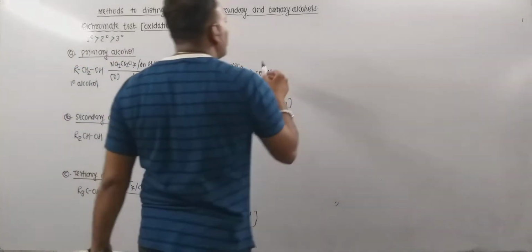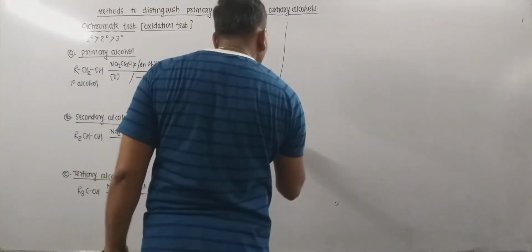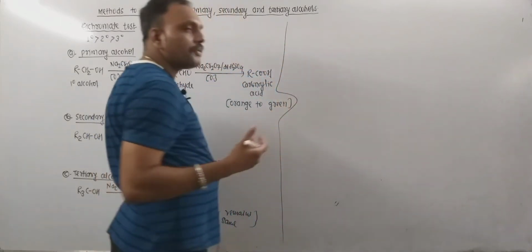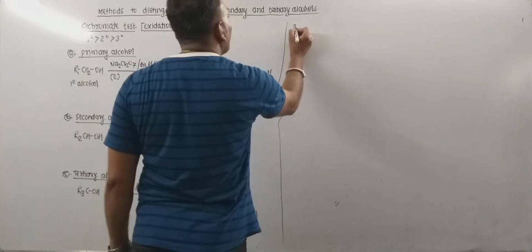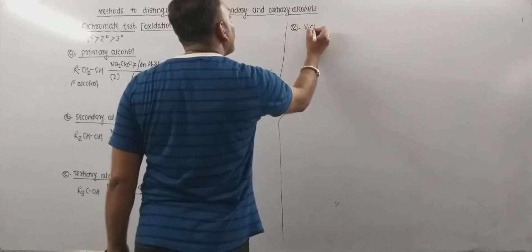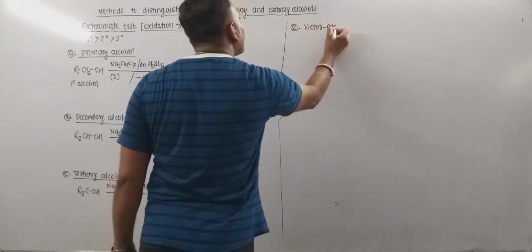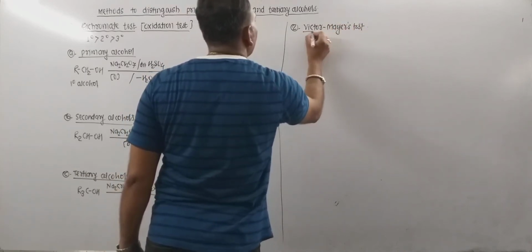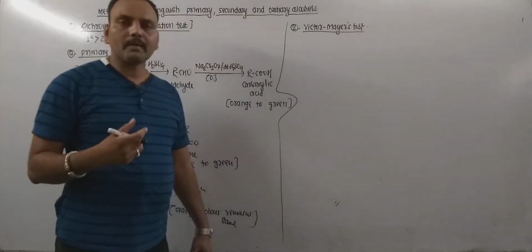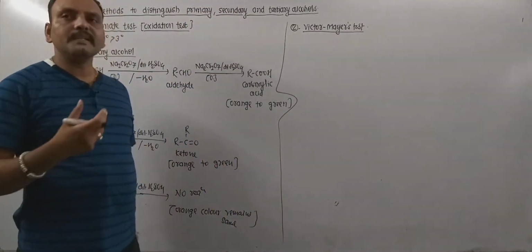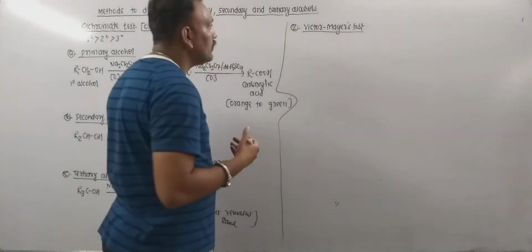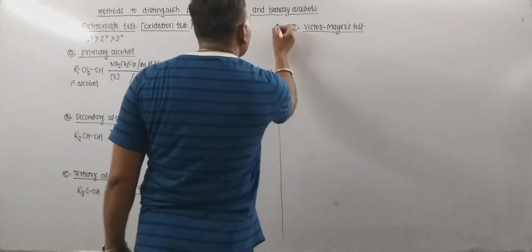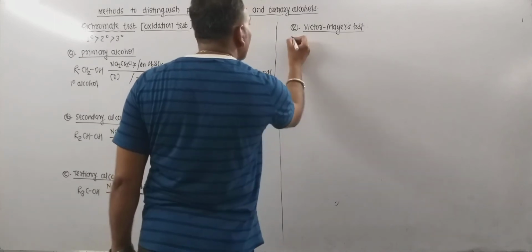Now the second and very important test to distinguish primary, secondary and tertiary alcohol is the Victor-Meyer's test. Remember, this is a very important test, the Victor-Meyer test. So in this test, what happens? The visible thing we notice is the color. Now let's see the response.